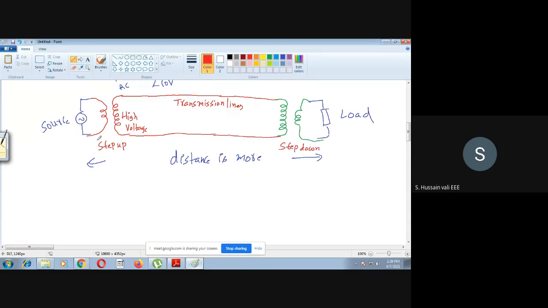So now you see here at the source side we step up the voltage so that the voltage will be higher, whereas at the load side we step down the voltage so that the voltage will be lower and it will come to our load which is required, that is 230 volts or 400 volts. So now see here why this structure is advantageous. I will just explain now.